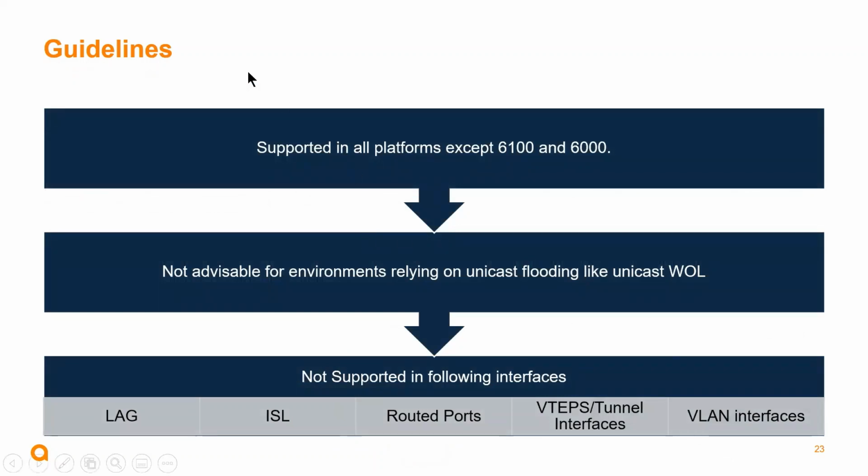Let's see the guidelines. This feature is supported on all platforms except 6100 and 6000, and not advisable for environments relying on unicast flooding, like Unicast Wake on LAN. Even though this feature greatly helps us prevent traffic flooding, there are other applications that rely on unknown unicast packet flow. For such applications, it is not advisable to configure this feature. It is not supported on interfaces like LAG, ISL, routed ports, VTEPs, tunnel interfaces, and VLAN interfaces. It's only supported on physical L2 ports.